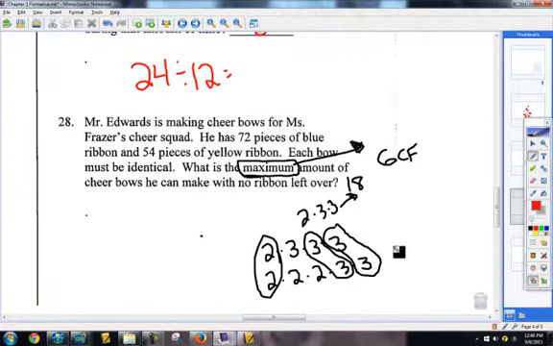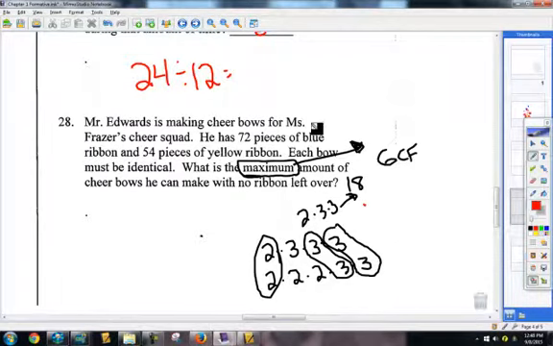Mr. Edwards is making cheer bows for Miss Fraser's cheer squad. He has 72 pieces of blue ribbon and 54 pieces of yellow ribbon. Each bow must be identical. What is the maximum amount of cheer bows he can make with no ribbon left over? Obviously, I already got rectangle. The word maximum is definitely a key word there. Everybody agree with that? Absolutely.